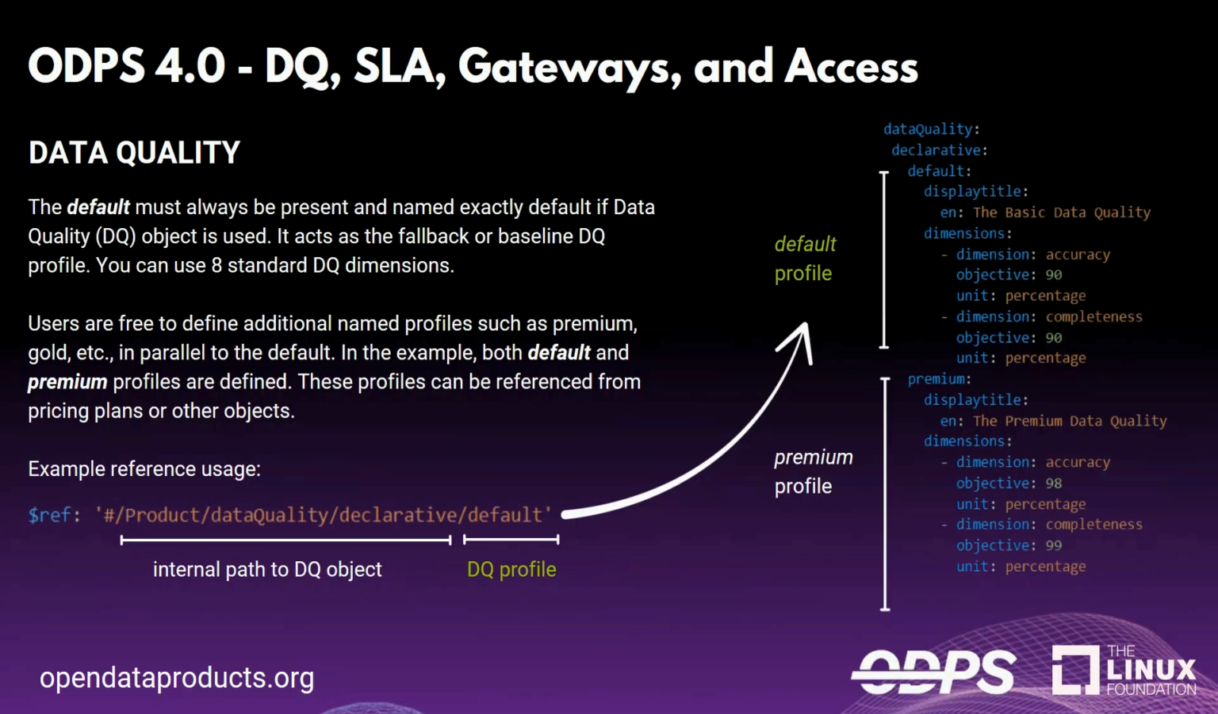And then when you want to use this again inside the spec itself, you use the referencing. The path in the beginning is the internal path to the data quality object, and the last part of the actual path is the data quality profile you are referencing. In this example, we are referencing the default profile. But if you changed the last word in the reference from default to premium, you would be pointing to the premium profile inside the data quality object. Pretty simple.